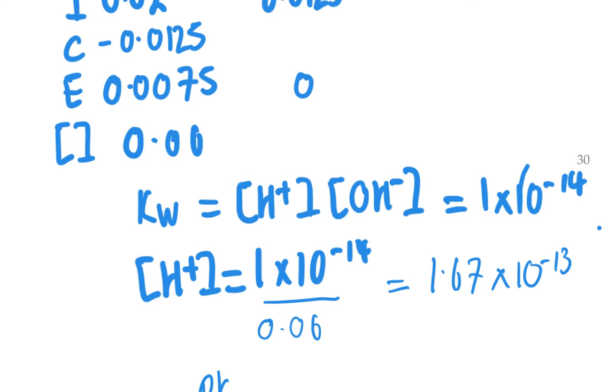And therefore my pH is minus log 10 of that, which is 12.78 to 2 decimal places. And it's always worth sense checking. It's an alkali, so that makes sense as an answer.